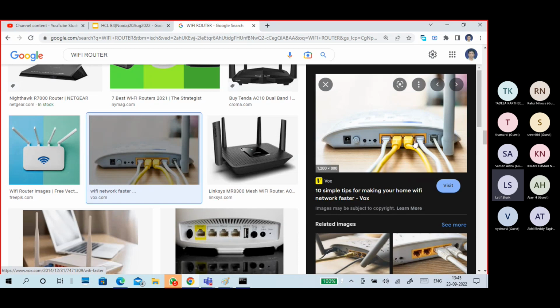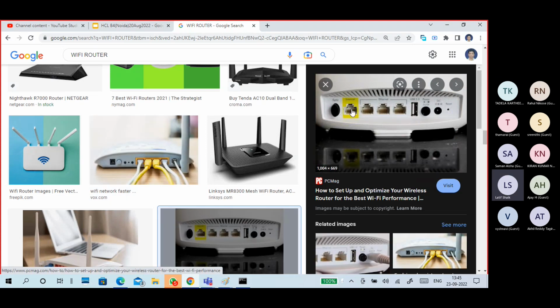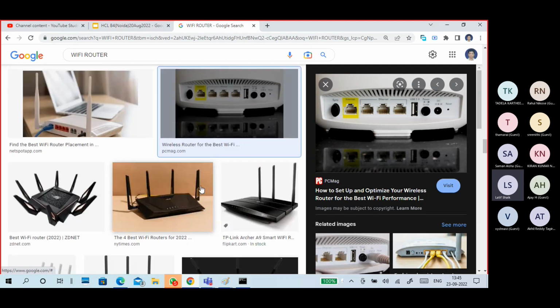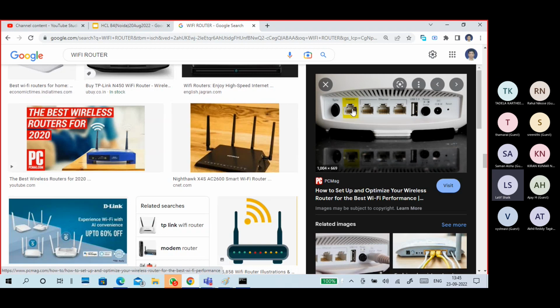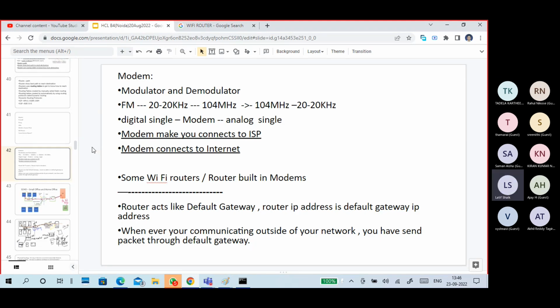These are the LAN cables. This is the Wi-Fi modem, so this goes for the internet connection. This is the local LAN connection. So if you have an internet cable connection, this connection is directly connected to the modem part of the router. Nowadays our Wi-Fi routers have built-in modems.